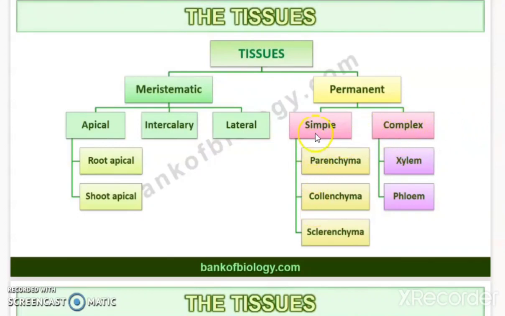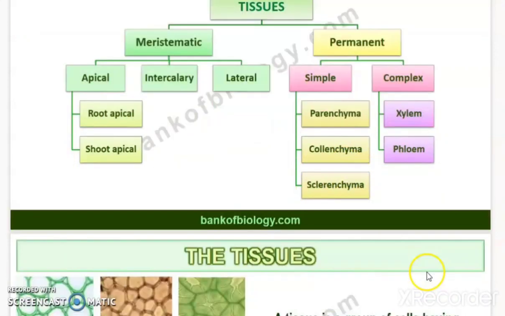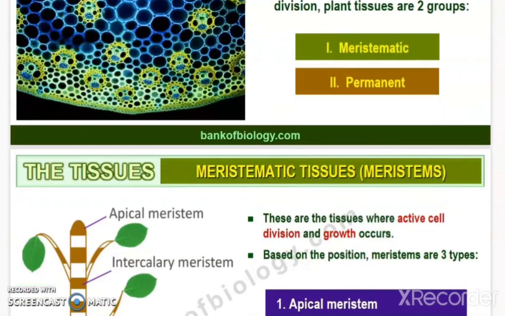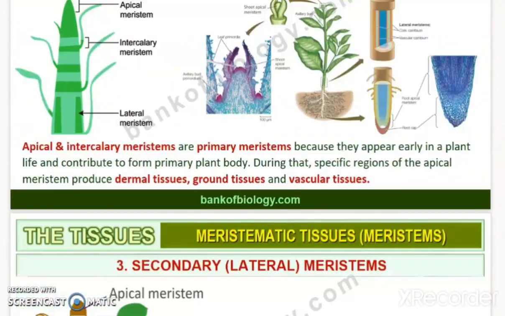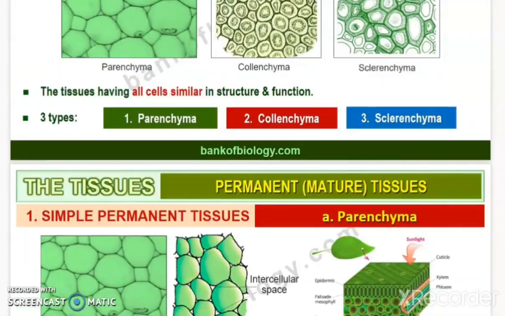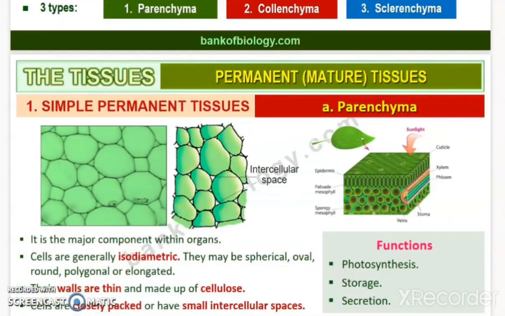And simple tissues can be divided into three: parenchyma, collenchyma and sclerenchyma. Okay, so let us go through the parenchyma, collenchyma and sclerenchyma, and then we will move on to complex tissues, that is xylem and phloem. So let us see the first simple tissue. Okay, so what are simple tissues?